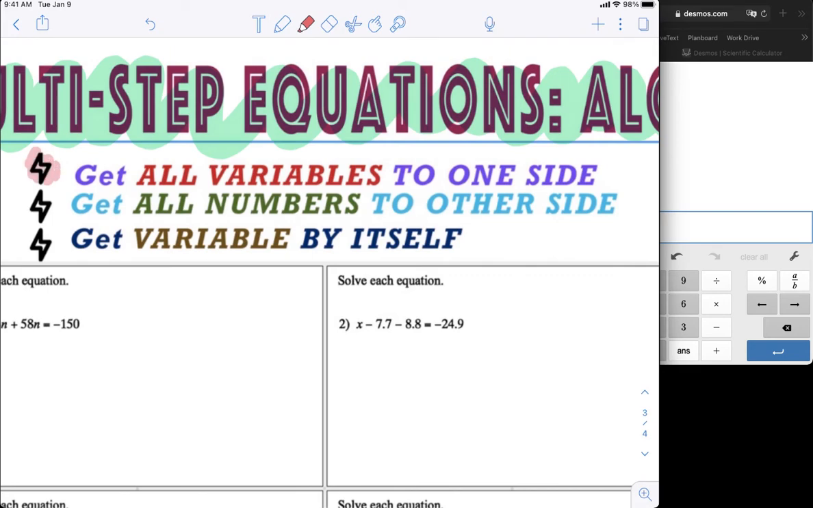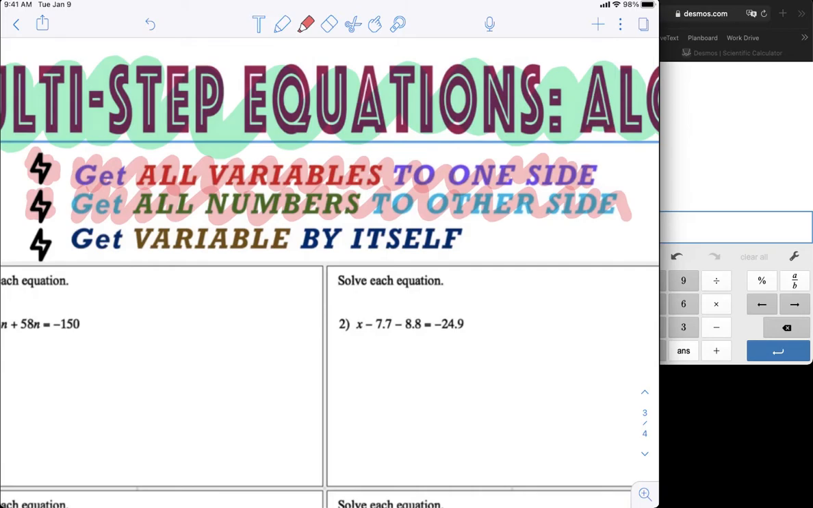Bullet point number 1. You're going to get all variables to one side of the equation. Variables is another word for letters, right? You're going to get all the X's, all the Y's, all the M's, all the R's to one side of the equation. Bullet point number 2, you're going to get all the numbers to the other side of the equation. So if all the letters are on the left, you want to move all the numbers to the right. If all the letters are on the right, you want to move all the numbers to the left.